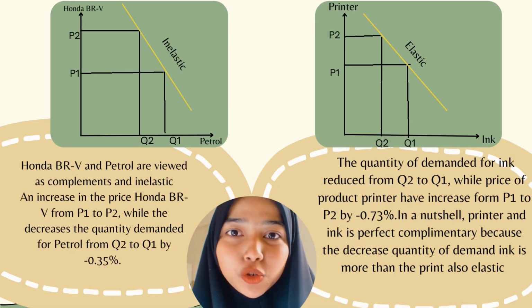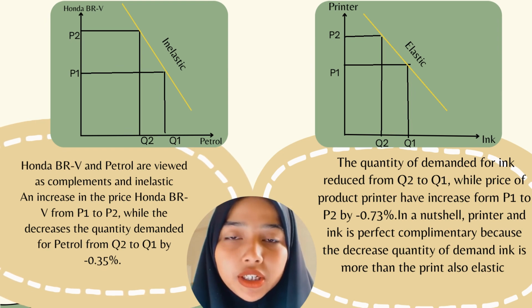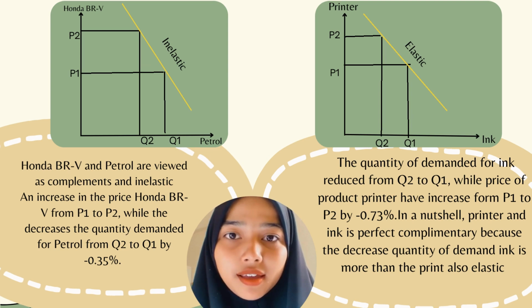For printer and ink, the quantity demanded is reduced from Q2 to Q1, while the price for the printer is increased from P1 to P2. The same goes for Honda BRV, whose value is negative 0.35, and the value for printer and ink is negative 0.73. Both are viewed as complement goods, but the printer and ink graph shows perfect inelastic, while Honda BRV and petrol is inelastic because it is less significant.